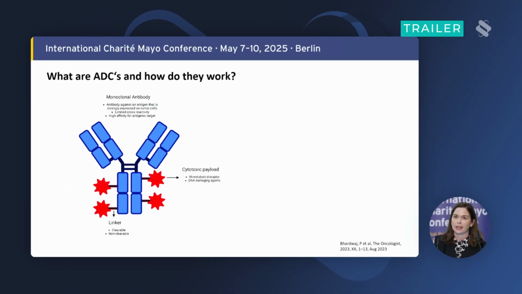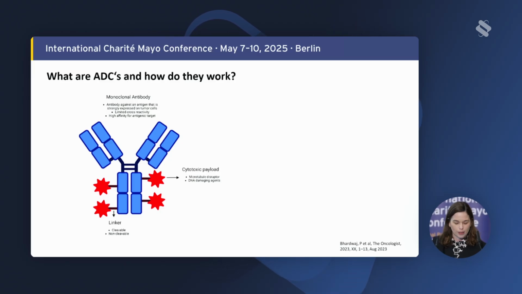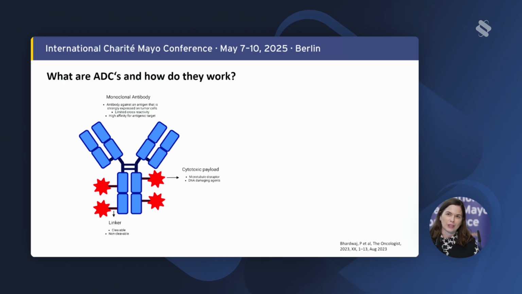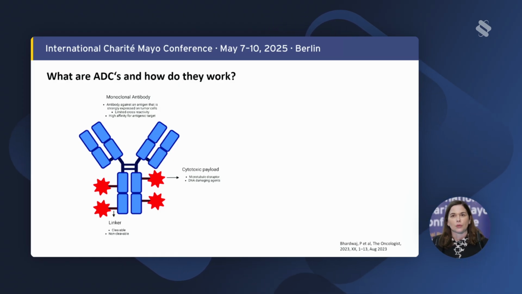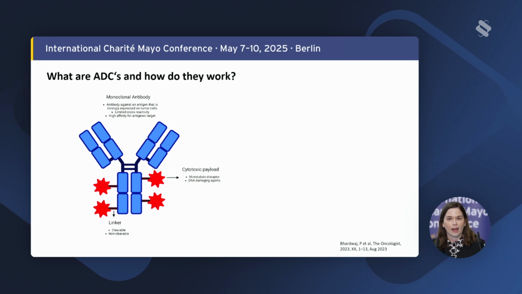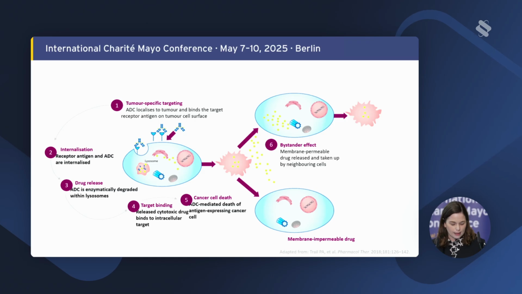Just to be simple in the beginning, to explain ADCs, how are they structured, how do they really work? As you can see here, our goal is to get the cytotoxic payload into the tumor cell to be able to damage the DNA and destroy the cell. So what we need is a monoclonal antibody binding to it via a linker. What actually happens then is that they get internalized and degraded with the lysosomes, and then the cytotoxic drug binds to the intracellular target and leads to the cell death of the tumor.